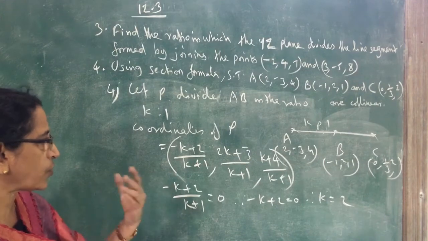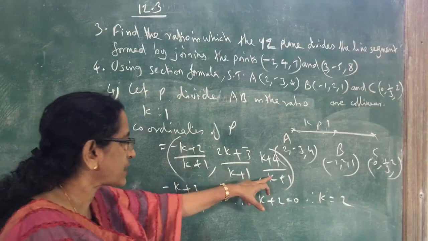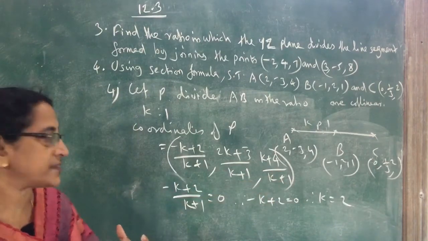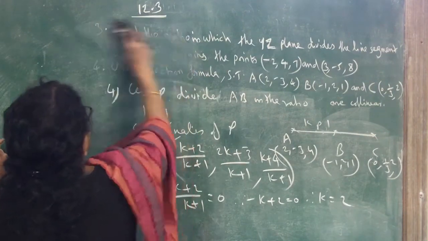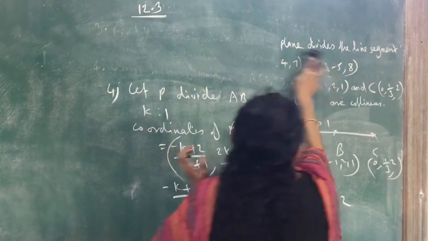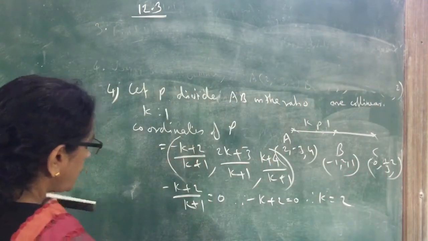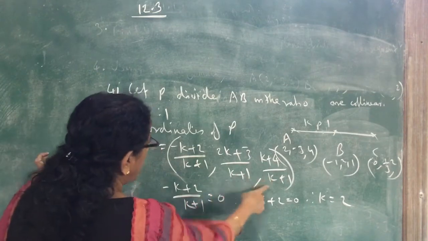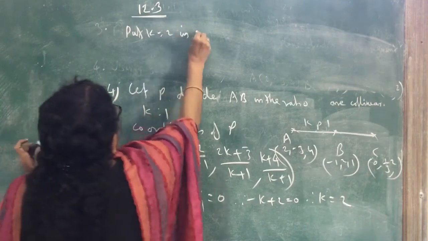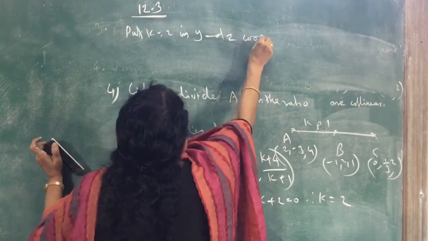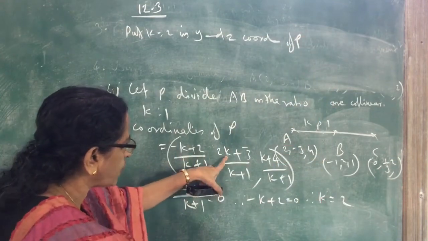Now, when we substitute K equal to 2 in the y coordinate and z coordinate, we will see what we get. So we will substitute K equal to 2, putting K equal to 2 in the y and z coordinate of P.